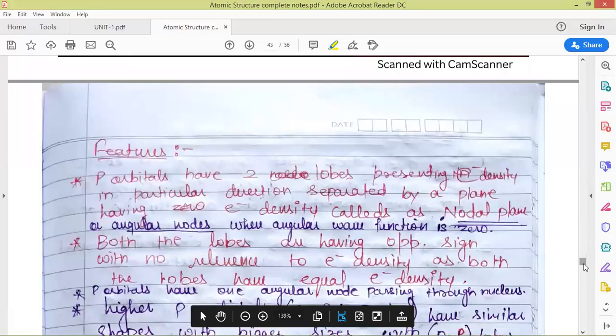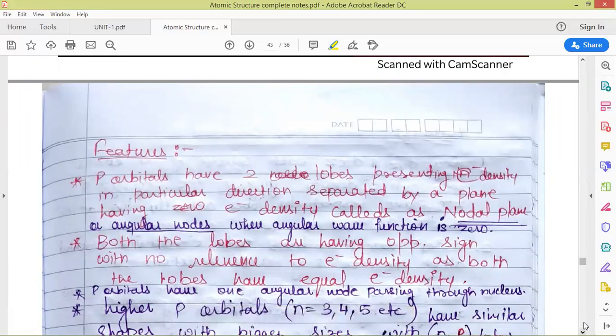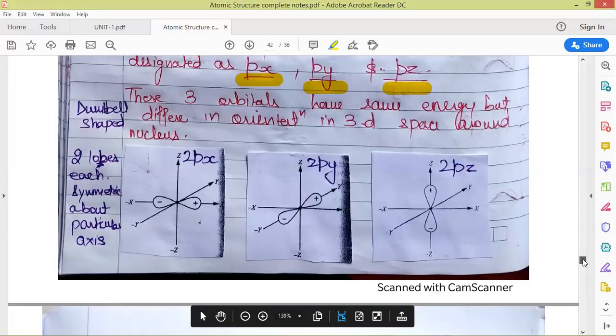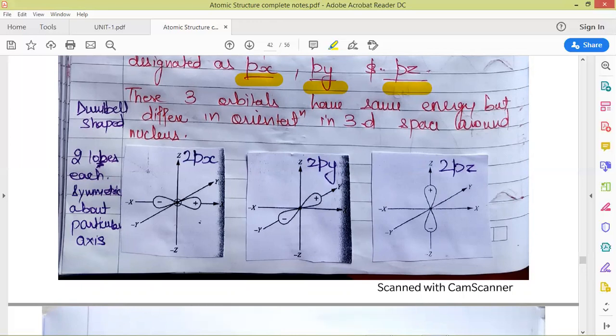So these are the features of p orbitals. p orbitals have two lobes presenting electron density in a particular direction, separated by a plane having zero electron density. So here we talk about the angular node. The number of angular nodes is equal to the l value. The l value for a p orbital is 1, so there will be one angular node present.